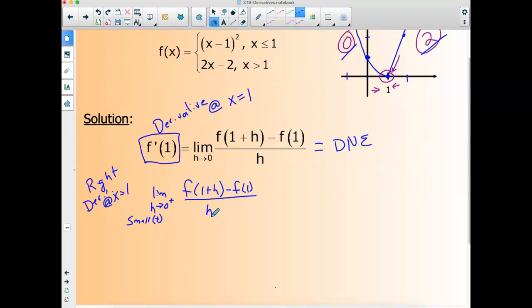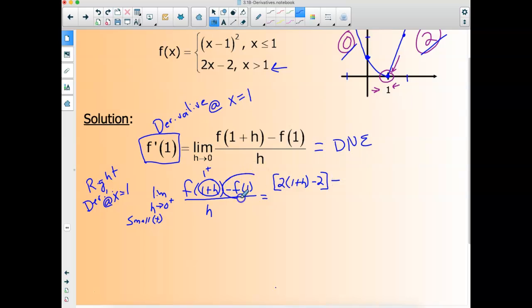If I take 1 plus a small number in here, that means I'm putting a number a little bit bigger than 1 into the function. Which piece up here takes points that are a little larger than 1? Well, it's right there. So f of a little bit bigger than 1 is going to be 2 times 1 plus h minus 2.